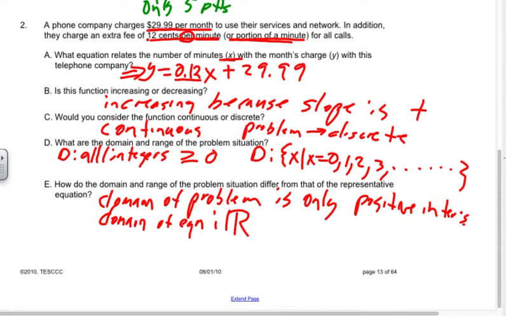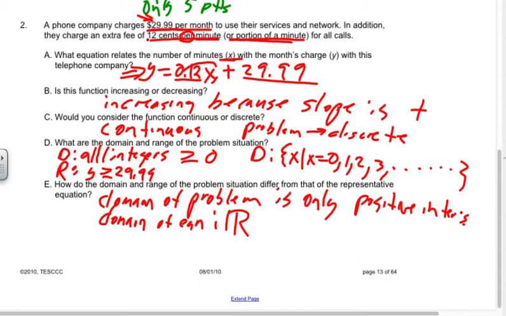The range is the same idea. The range, we haven't done the range, so let's do that up here. Now the range up here, if we put in 0 for this, this number goes to 0, but we left that. So the range is going to be y values that are bigger than or equal to 29.99. Whoops, wrong place. Y values bigger than or equal to 29.99, because even if you don't make any calls at all, they're still going to charge you this amount of money.